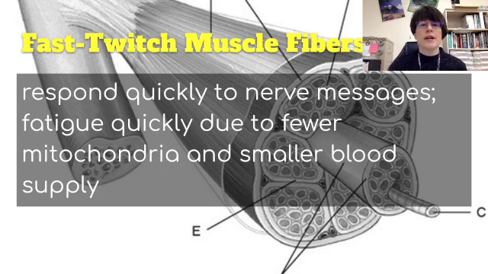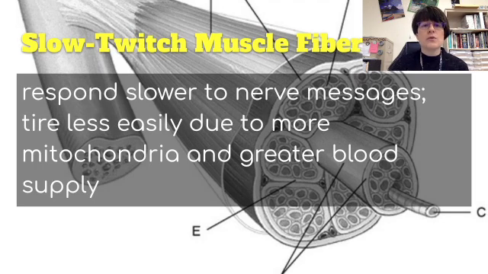Now, there are two types of muscle fibers, and the first is a fast twitch muscle fiber. And these respond quickly to nerve messages. They fatigue quickly due to fewer mitochondria and smaller blood supply. So they respond very quickly. That's why they're called fast twitch. But just like a sprint, if you're sprinting and you're running fast, you tire out quickly. And so even though they respond quickly, they fatigue quickly.